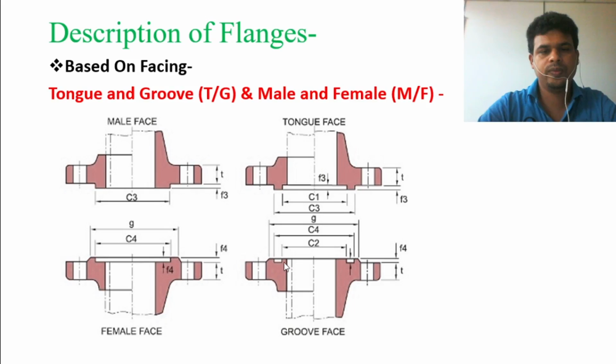So this is the groove face. You can see the groove. This tongue face must go inside the groove, this tongue face must go to the groove, then only can you match the face. That's why we are telling you that you must match the size. So this is the thickness, this is the 4f3. All these dimensions you can get from ASME B16.5.